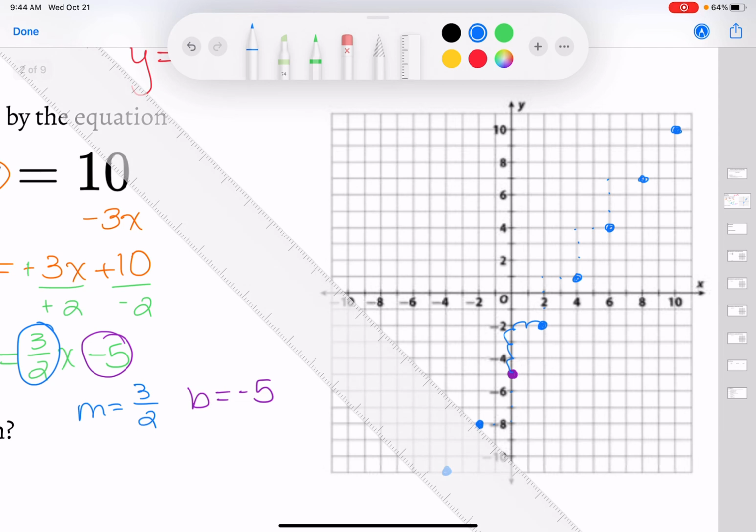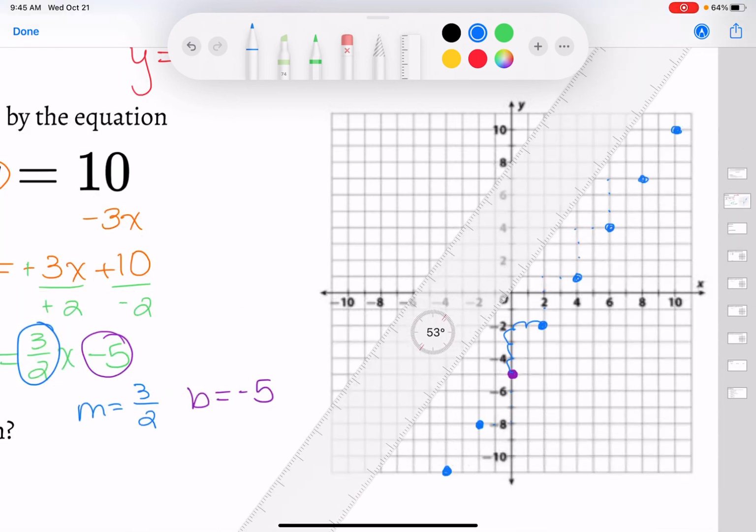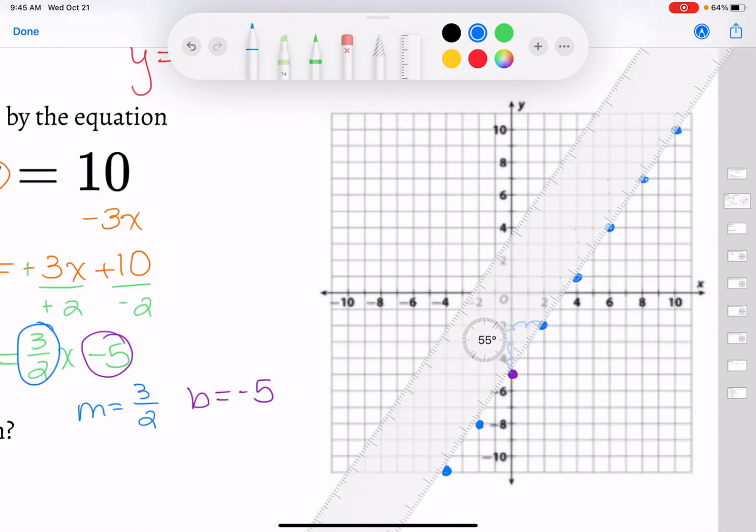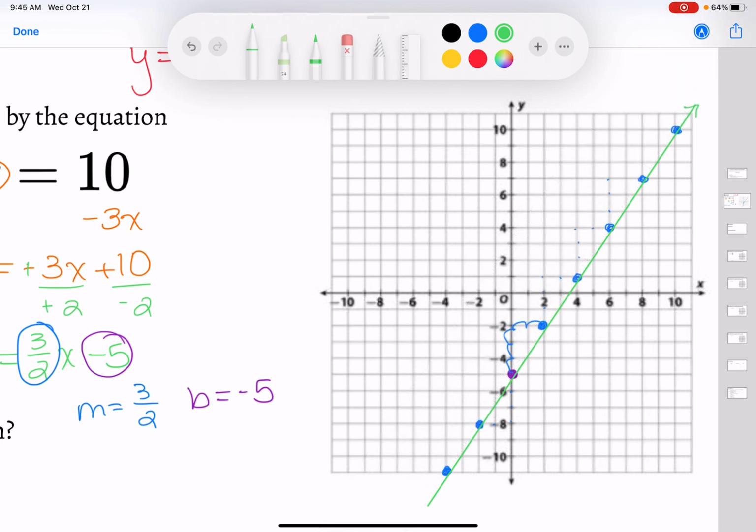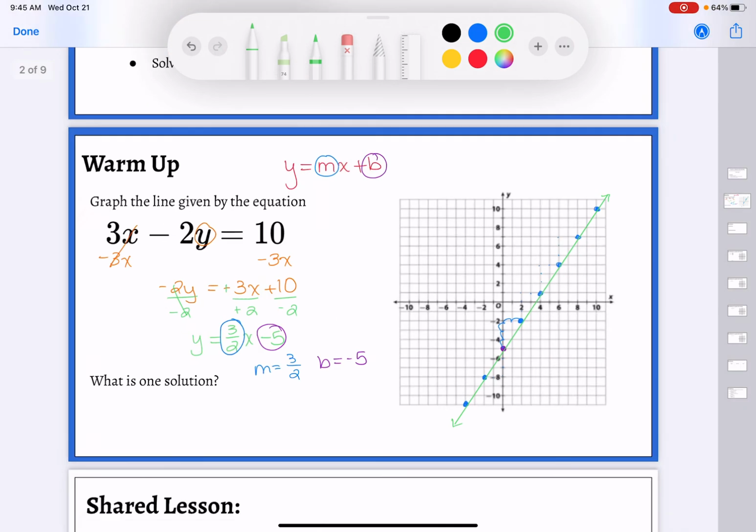I have a handy-dandy ruler here on my screen. You could get yours out as well. We are going to need them for this lesson. Ooh, see if I can line it up. All right, that'll get me close anyways. And I draw that nice straight line all the way through the points, and then I put arrows on the ends because it could go on forever in both directions.